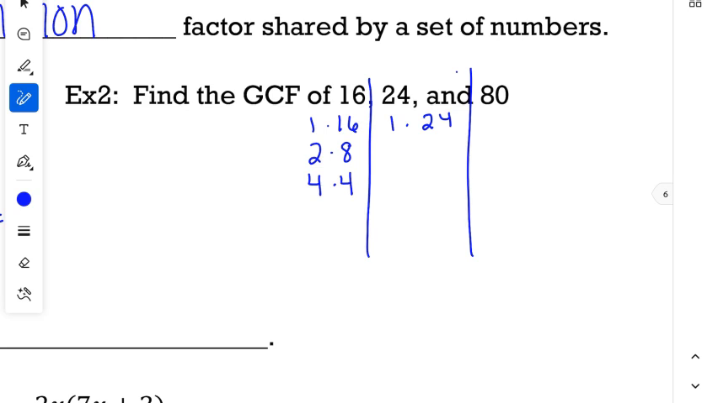Start out with 1 times 24. It's even, so 2 times 12. If you're unsure, use your calculator to divide. 3, 4. Okay. Now do the same thing with 80. Go ahead and do that. Use your calculator. Write down all the factors of 80 right now.